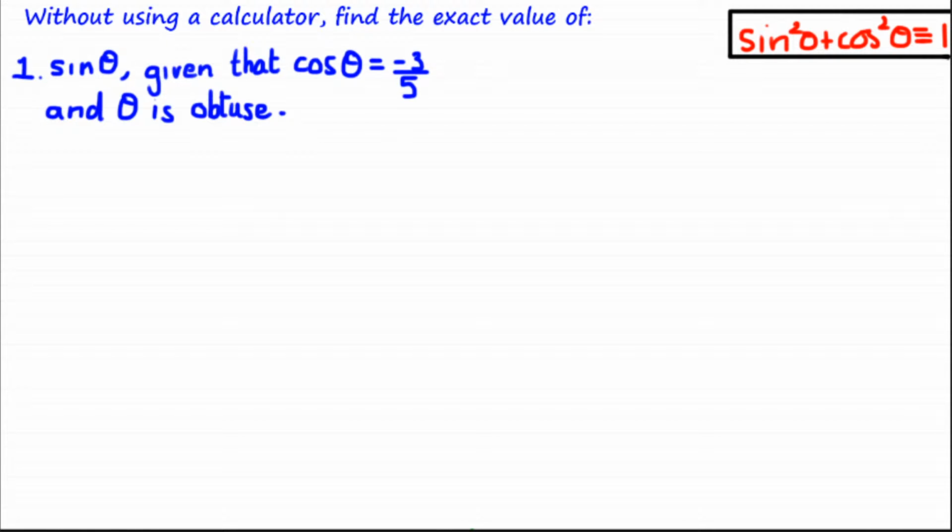So who's got this? Using exact values, how are we able to get sine of theta, given that cos of theta is equal to -3/5?